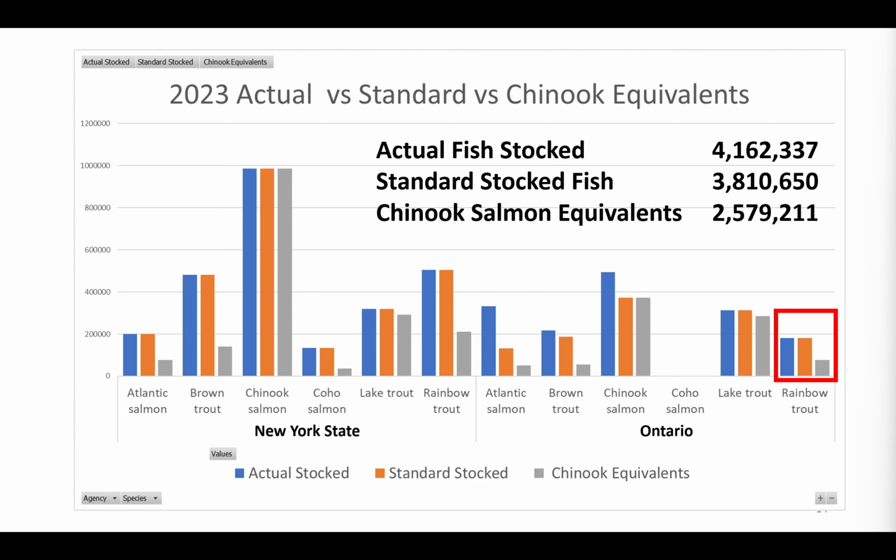Similar with rainbow trout, we stock a lot of yearling rainbow trout, so we don't have much difference in terms of standard versus actual, but when you actually calculate the Chinook salmon equivalents, it's lower. So this is how it looks. Actual fish stocked in 2023 was 4.1 million. Standard stocked fish was 3.8 and 2.5 million Chinook salmon equivalents. Once you boil it all down, pun intended, into that final calculation of Chinook salmon equivalents.